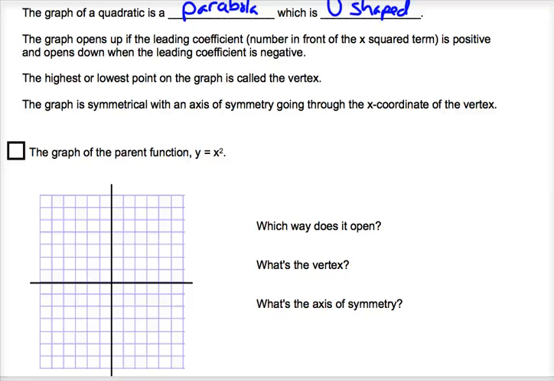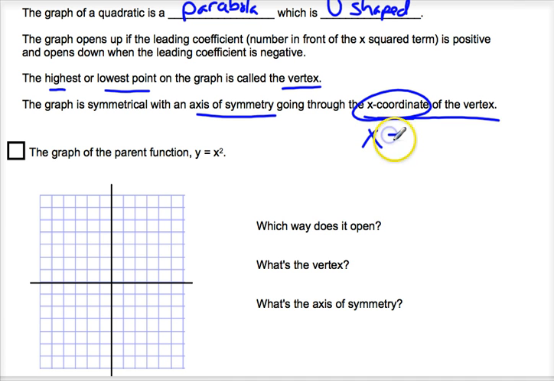Just like absolute value, the highest or lowest point is called the vertex. And just like absolute value, you've got an axis of symmetry, and it's going to go through the x coordinate of the vertex. That's how you find the axis of symmetry. I say the x coordinate, I mean obviously it goes through the y of the vertex as well, but it goes through the vertex. The x coordinate gives you the axis of symmetry. You'd say x equals whatever the x coordinate is. So if you had a vertex of 3, 4, you would say x equals 3 is your axis of symmetry.